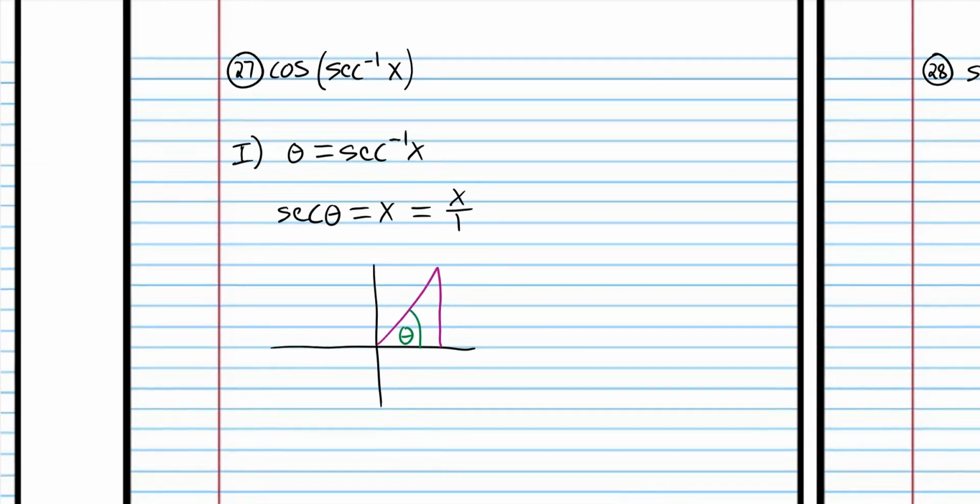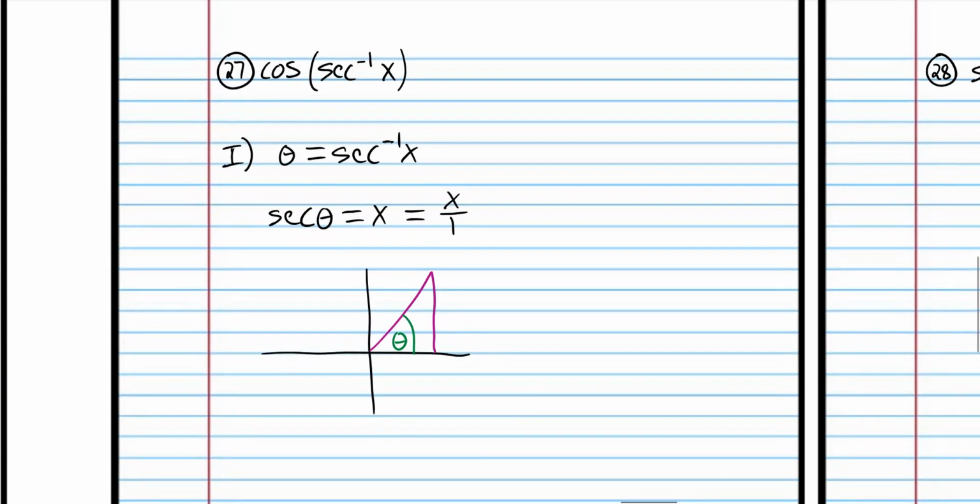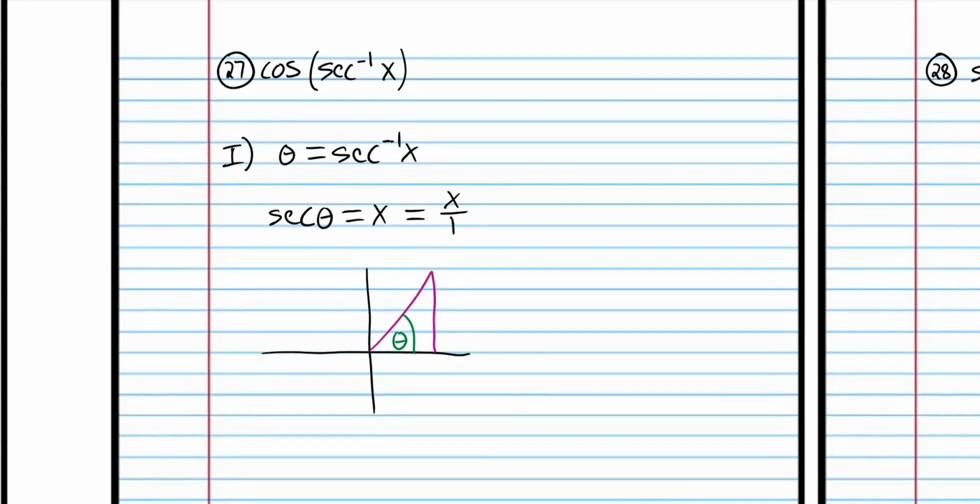And the reason for that is secant has to be positive, because we're told x is positive, so it has to be in the first or fourth quadrants. But the angle can't be in the fourth quadrant because secant inverse is restricted to angles between 0 and 180. So that isolates the triangle to the first quadrant. So secant is the hypotenuse over the adjacent side.